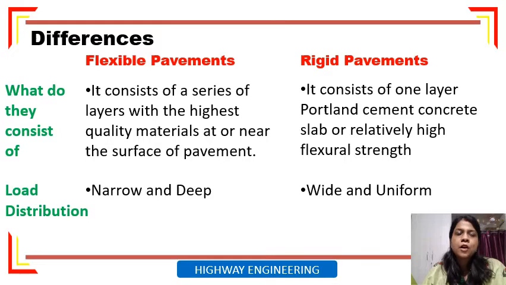So now coming to the basic differences between flexible pavement and rigid pavement. Flexible pavement consists of a series of different layers laid on one another above the base course, whereas in rigid pavement only one cement concrete layer has been placed above the base course. As per load distribution, the flexible pavement has narrow and deep load distribution, whereas in rigid pavement it is very wide and uniform in nature.